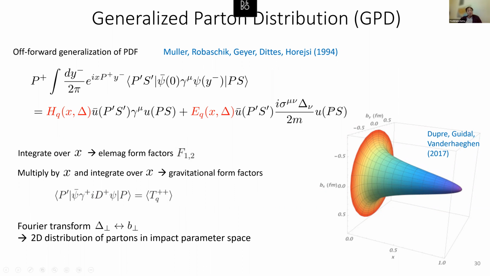The physical interpretation of this GPD is that if you take the Fourier transform of the GPD with respect to delta and go to the transverse coordinate space B perp, you can see the image of the parton distribution in the impact parameter space as a function of X. So that's the physical interpretation, how the partons are spread in the impact parameter space.